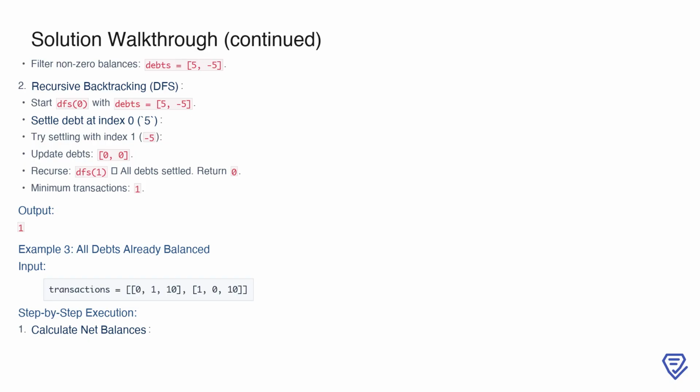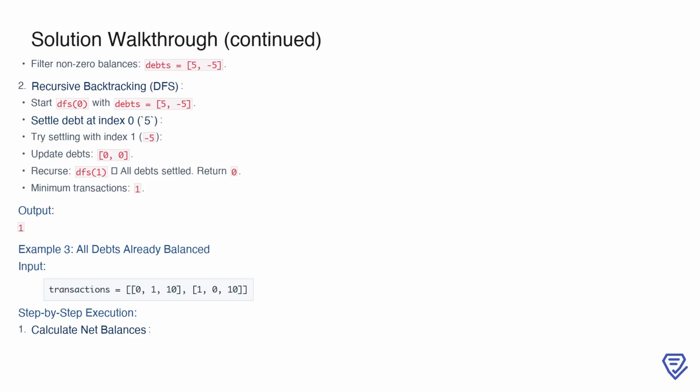At this point, all debts are resolved, and the recursion returns 0, indicating no further transactions are needed. Since we were able to settle all debts in just one transaction, the minimum number of transactions required for this example is 1, and we return 1 as the output.